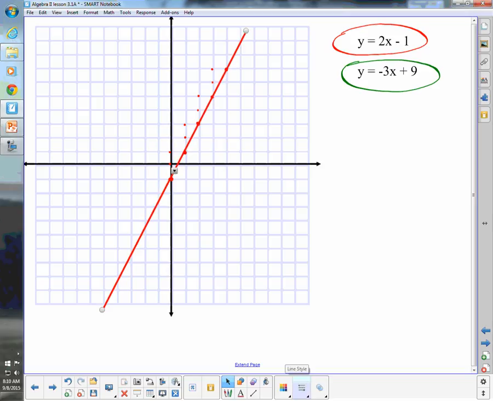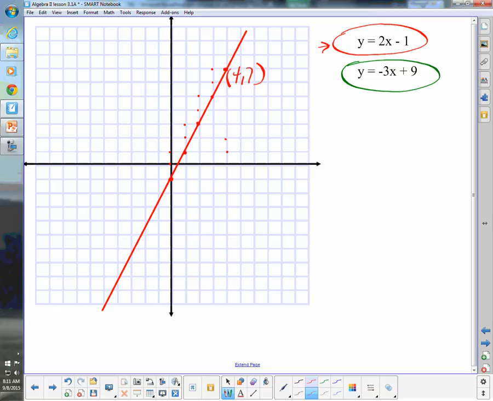So for example, this point right here is located at 1, 2, 3, 4 over, and 1, 2, 3, 4, 5, 6, 7 up. So that point is at 4, 7. That is a solution to the red equation here. If I put in a 4 for x, that would give me 8 minus 1 equals 7.